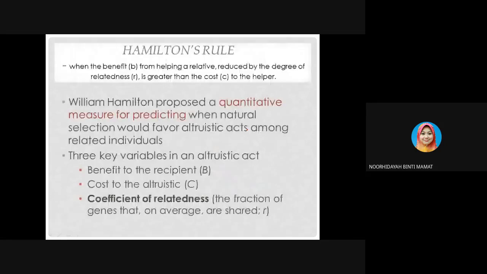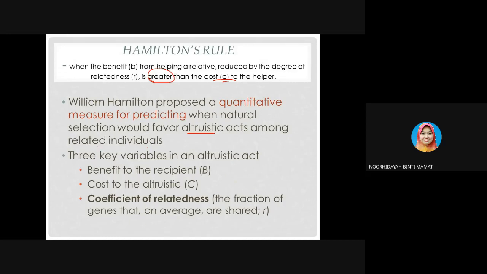Okay, so in the previous lecture, we already studied the Hamilton's rule. The rule is actually that when the benefit from helping a relative, reduced by the degree of relatedness, is greater than the cost. Hamilton proposed a quantitative measure for predicting when natural selection would favor altruistic acts among related individuals.